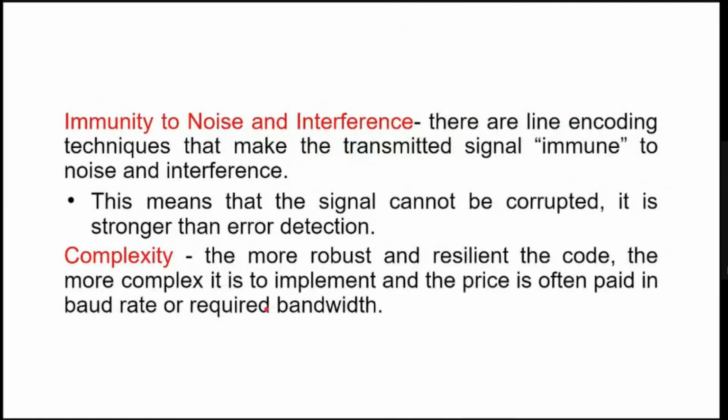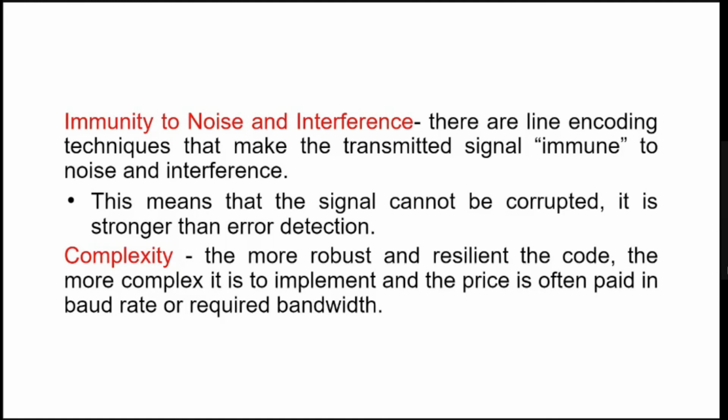Okay. So the immunity to noise and interference. Here, immunity means the noise and interference is reduced. The line encoding techniques make the transmitted signal have immunity to noise and interference. So this means the signal cannot be corrupted, and it will also be stronger than error detection. If it is not corrupted, it means the actual data will be sent to the receiver. Very simple.